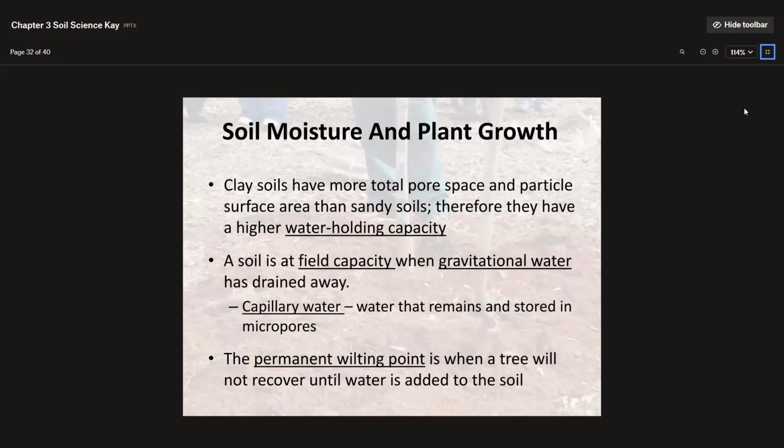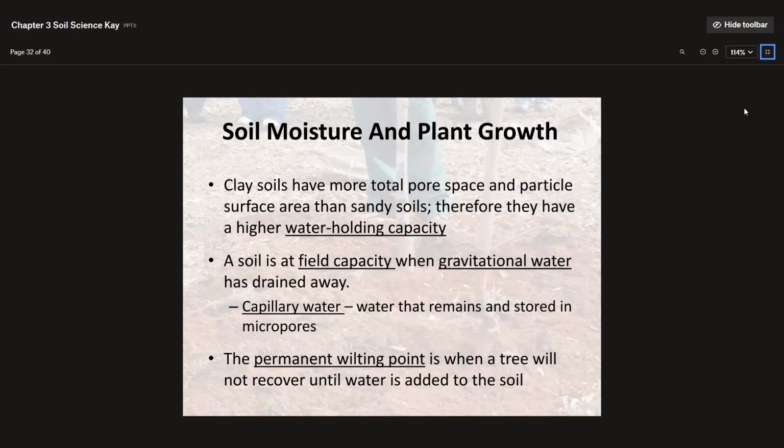A soil is at field capacity when the gravitational water has drained away. The capillary water is the water that remains stored in those little micropores, right? So after the gravitational water is gone, then you have the little capillary water stored in the micropores, and that's what your tree's going to need, right?